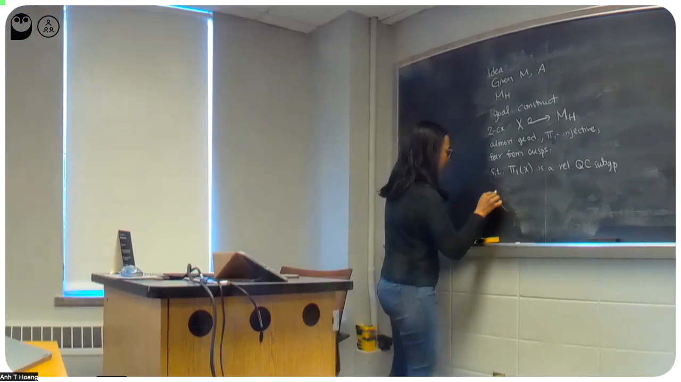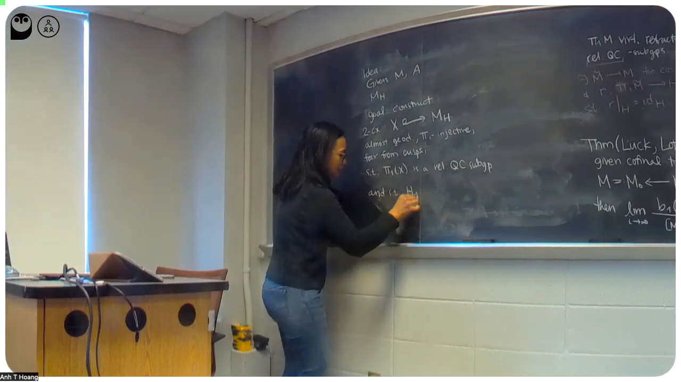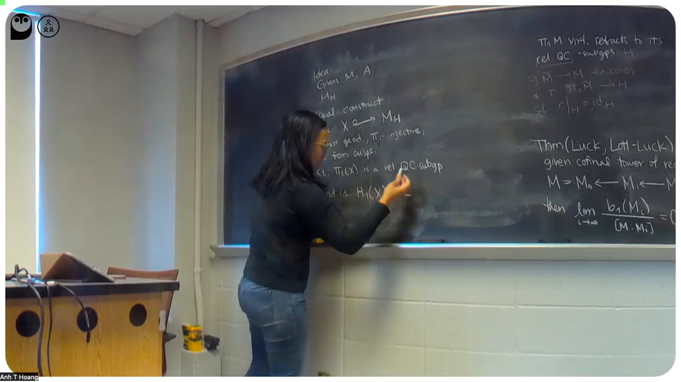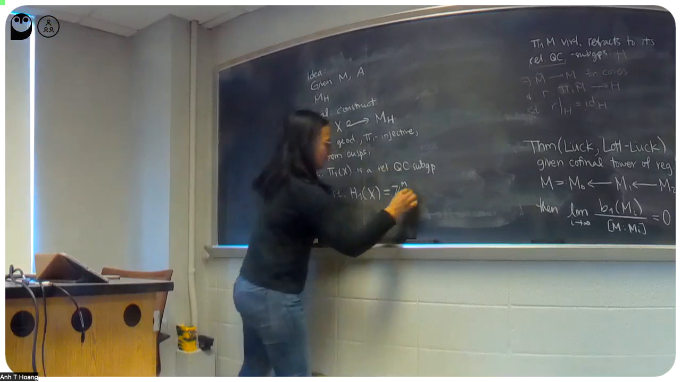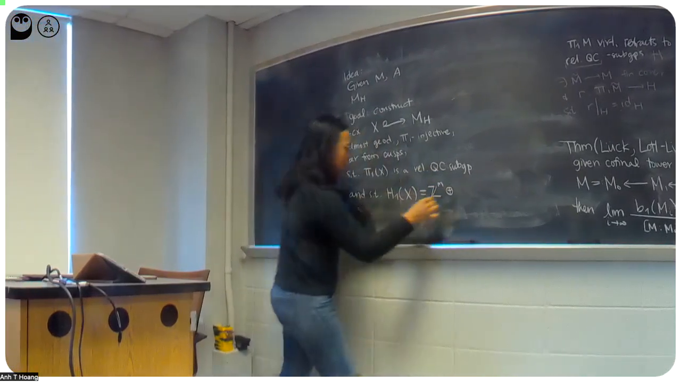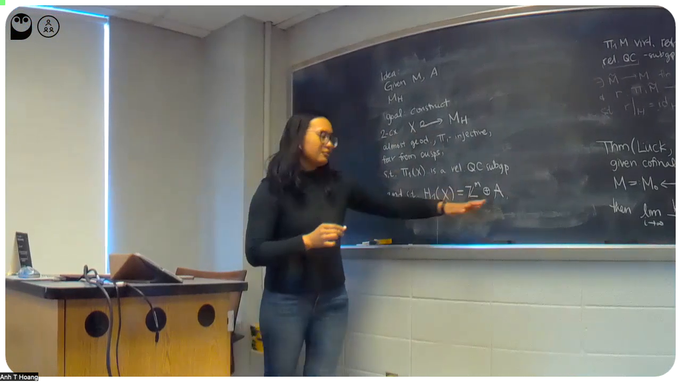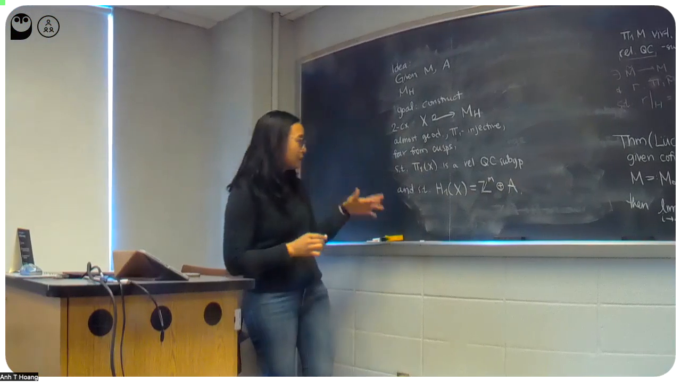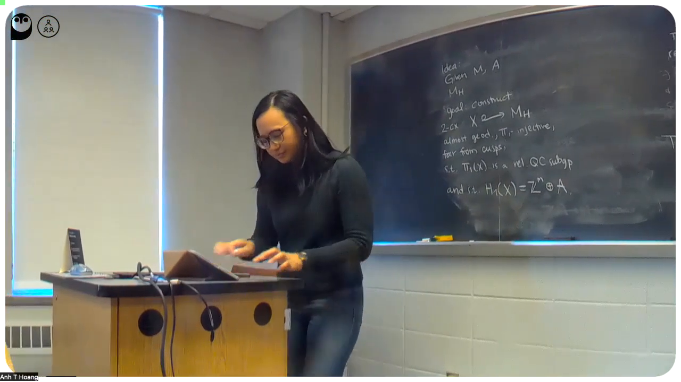Oh, I forgot to say something very important: such that H1 of this X looks like, well, some number, something like this. I want it to look like this, because remember, I want to realize A as a direct summand in the homology of my finite cover. So that's what I'm going to do.